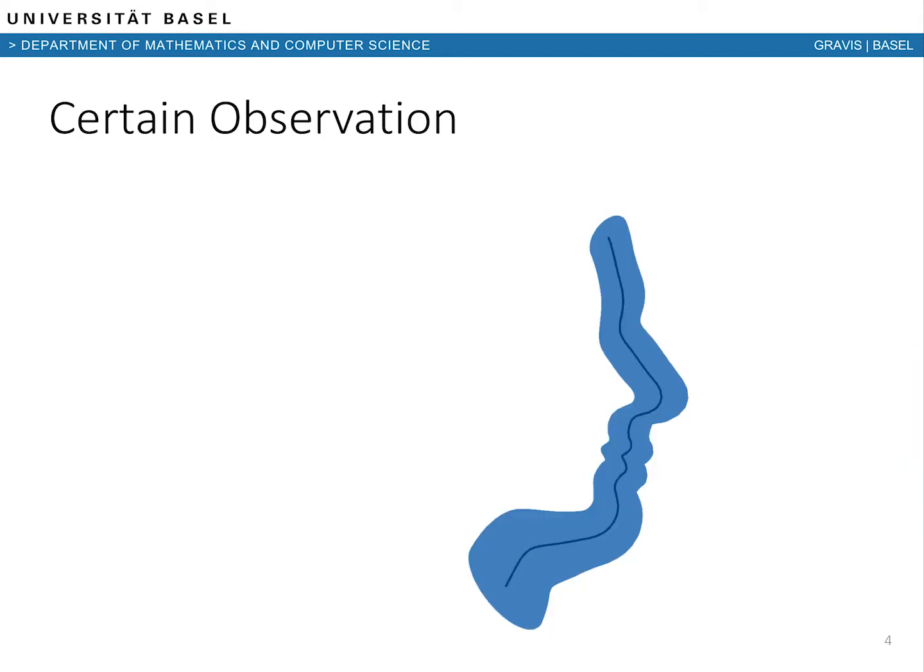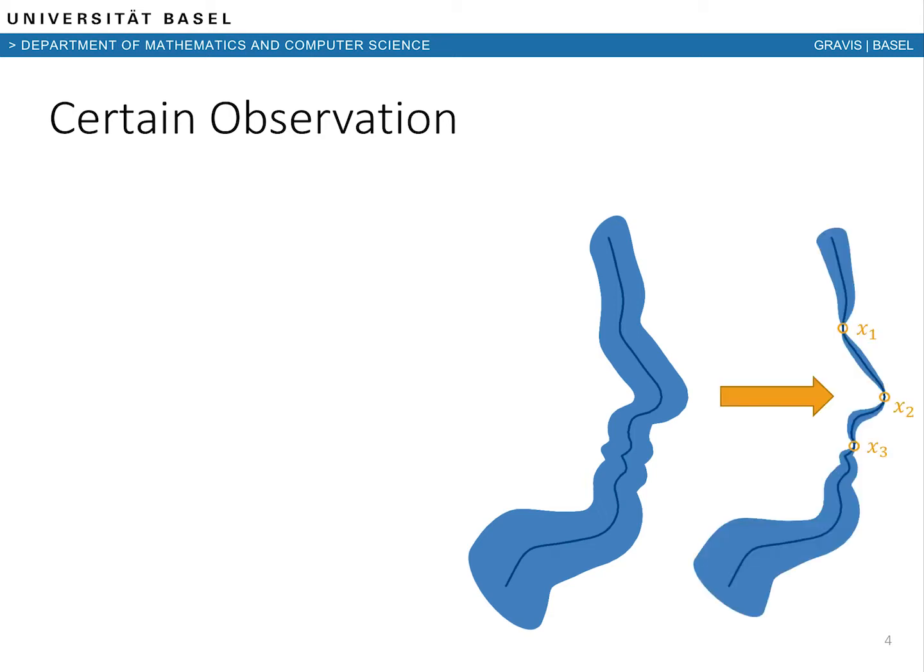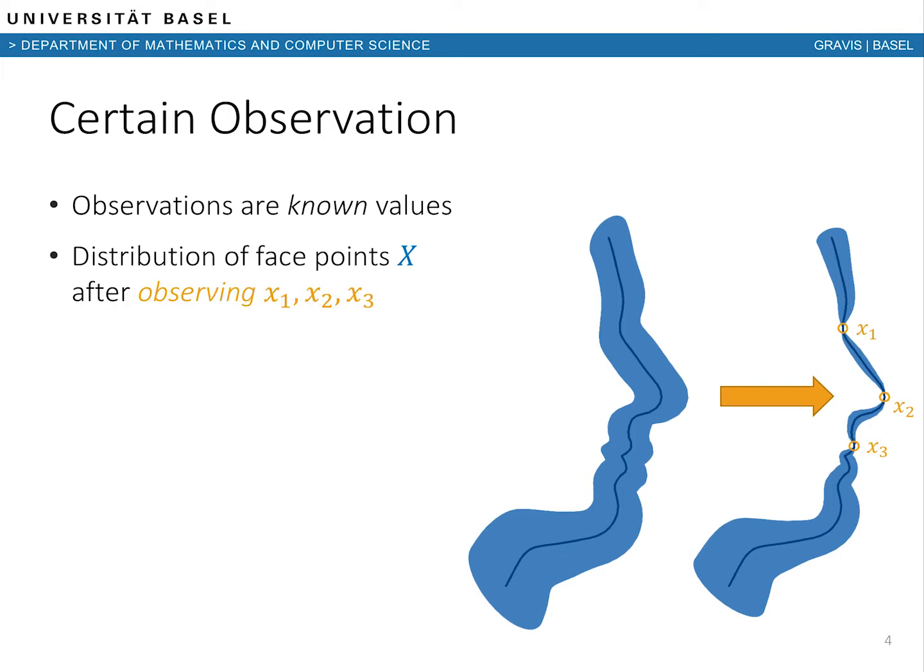Let's start our discussion of Bayesian inference with certain observation. So given our initial model, our prior belief, we now make three observations, these three exact points. So the values of these points are exactly known. We are interested in the distribution of the blue face points, here indicated as a capital X, after observing these three orange points.